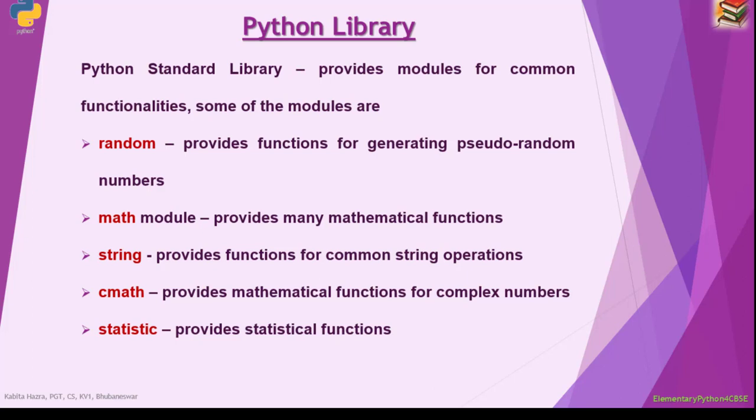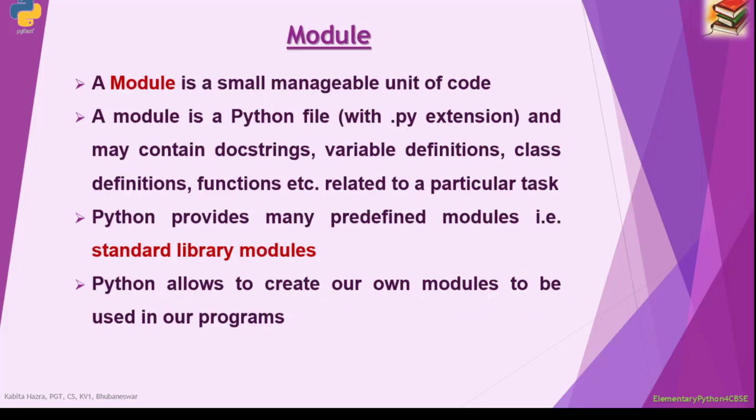As we have seen, Python provides a standard library having common modules for functionalities, and some of these common modules are random module, math module, string module, cmath for complex numbers, statistics for statistical functions, and so on. So what is a module then? A module is a small manageable unit of code, and in Python how can we create a module?